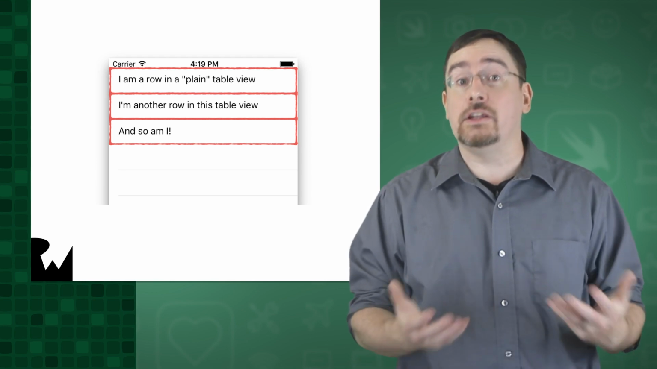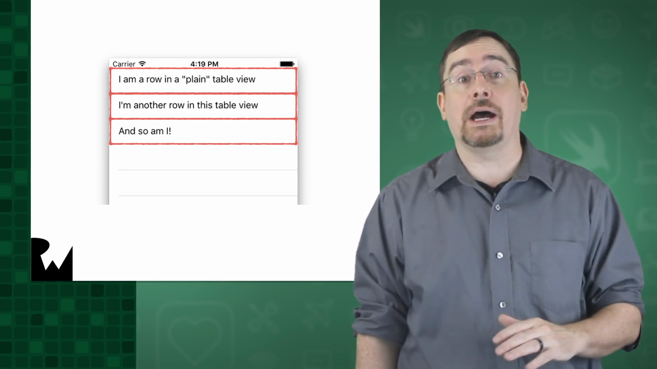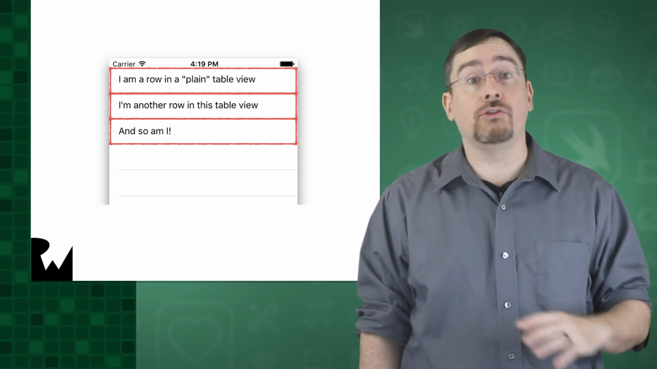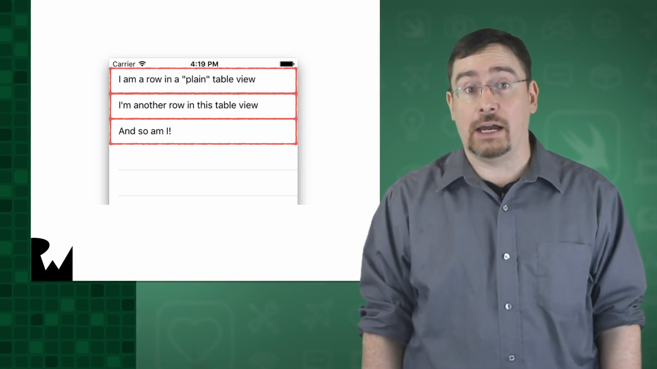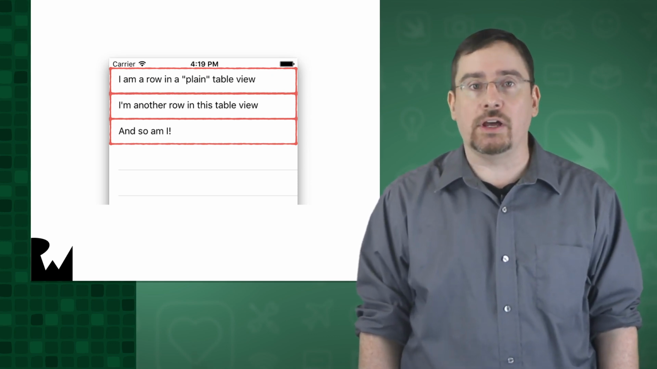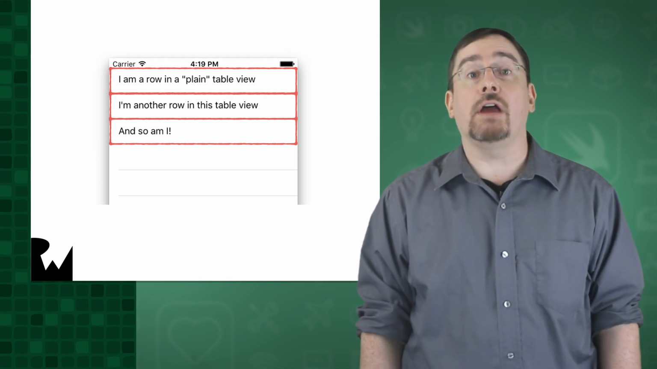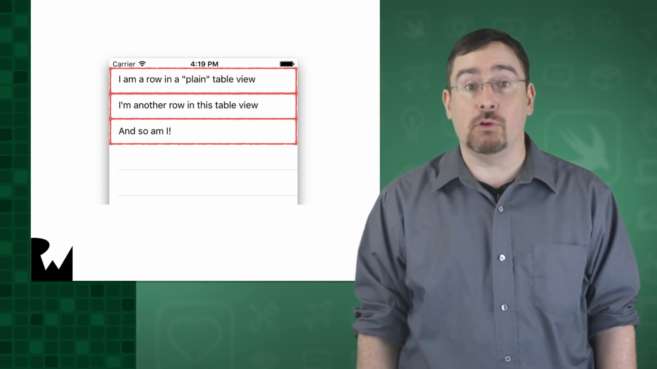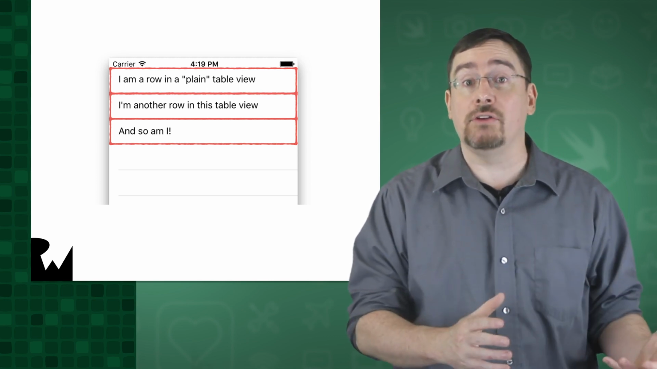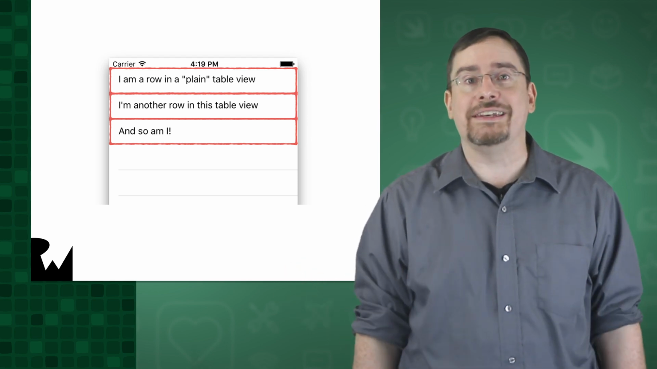Cells are just individual views that you can customize by adding additional controls or using some of the pre-built styles. You'll learn more about table view cells later in this course. Now, every table view must have a table view cell. After all, without table view cells, there would be no way to present data.